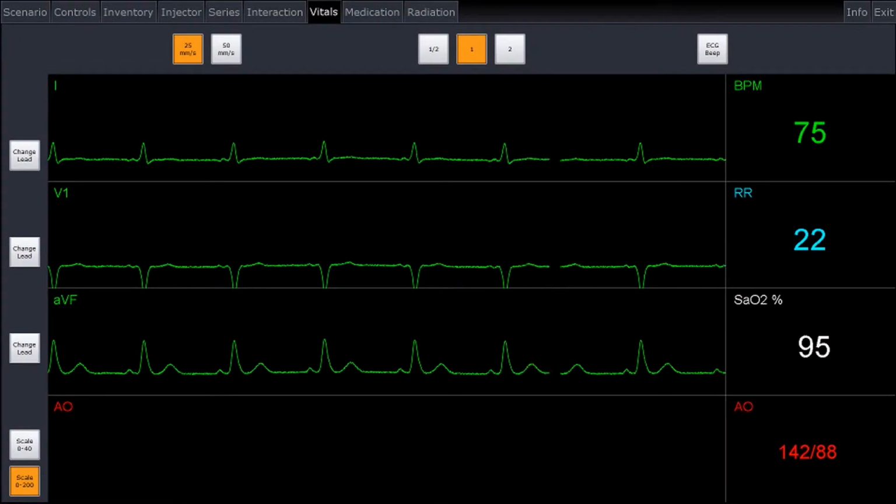Hello, this is Peter Buchach with Mentis showing you the Vitals tab of the Mentis G5 simulator. I actually have the Vitals tab open over here on my computer.